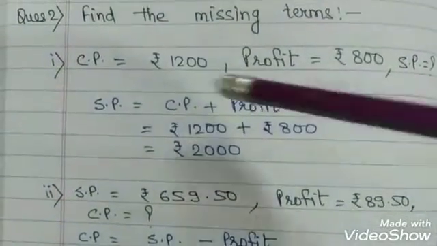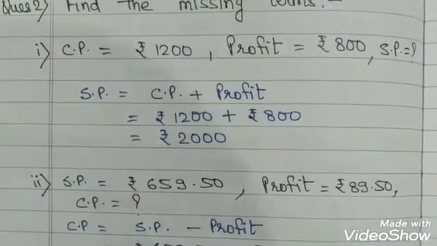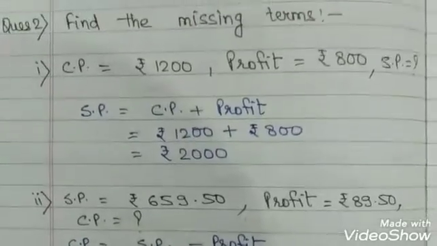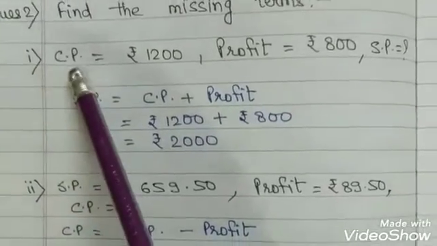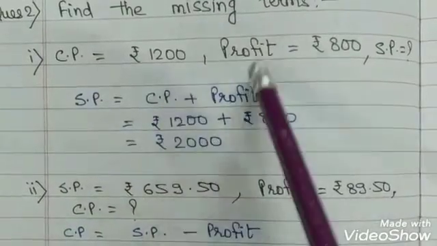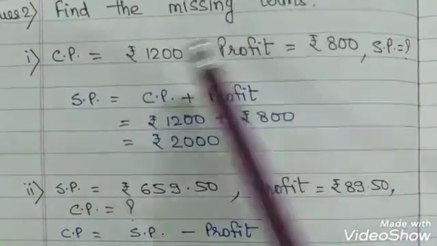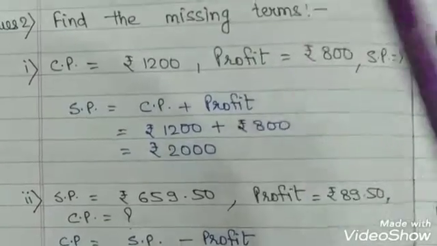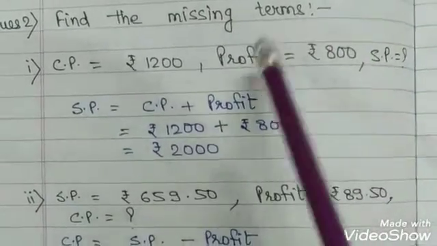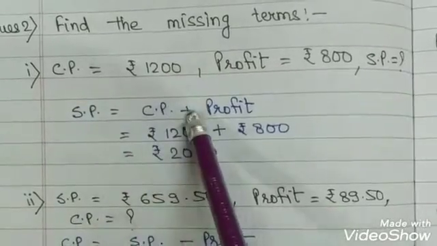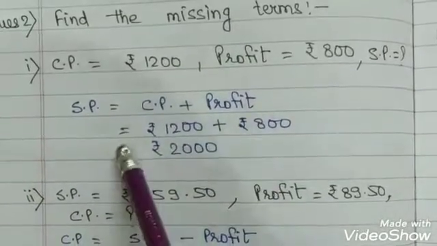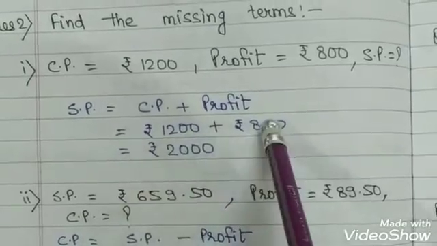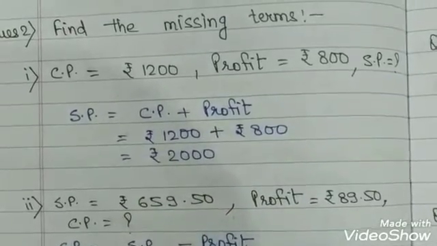Our next question is to find the missing term, that is to find SP or CP when CP and SP or loss and profit are given. So number 1, CP is equal to rupees 1200 and profit is equal to rupees 800. That is, CP and profit are given. Now you know that when we are having the profit, then SP is greater than CP. So we'll apply the formula SP is equal to CP plus profit. This will give you rupees 1200 plus rupees 800. When we add the numbers, we get the answer rupees 200,000.